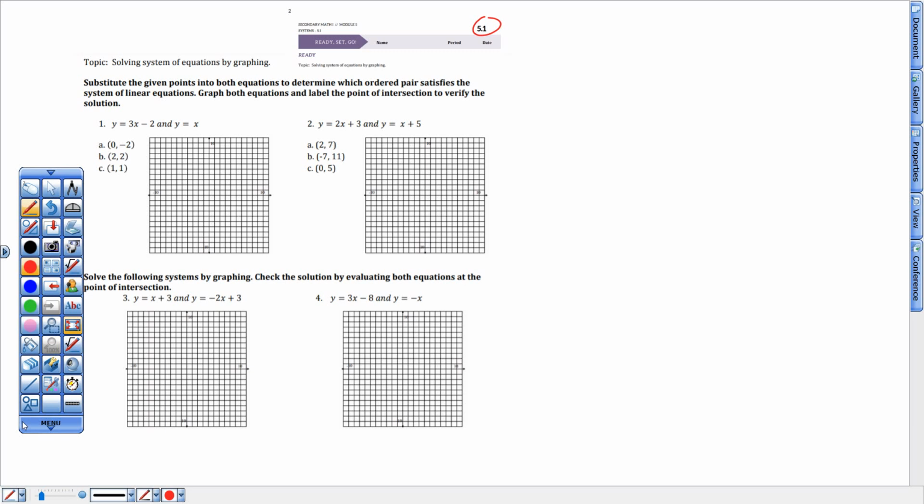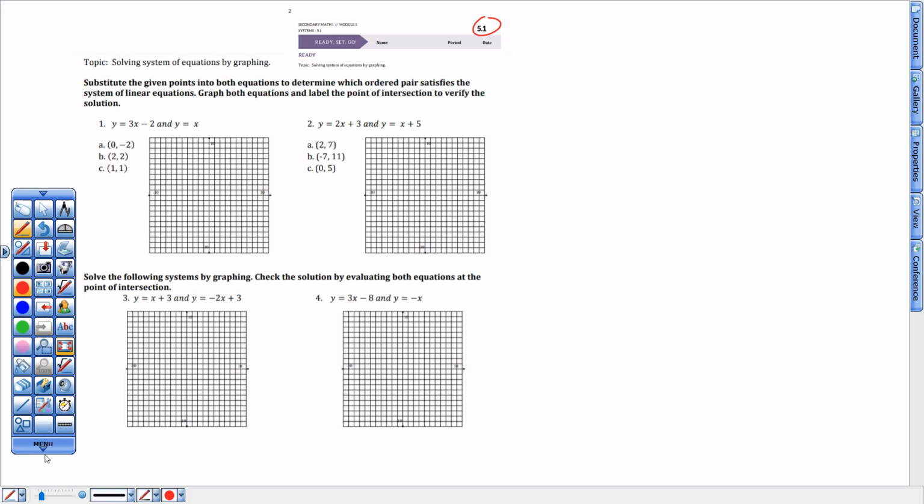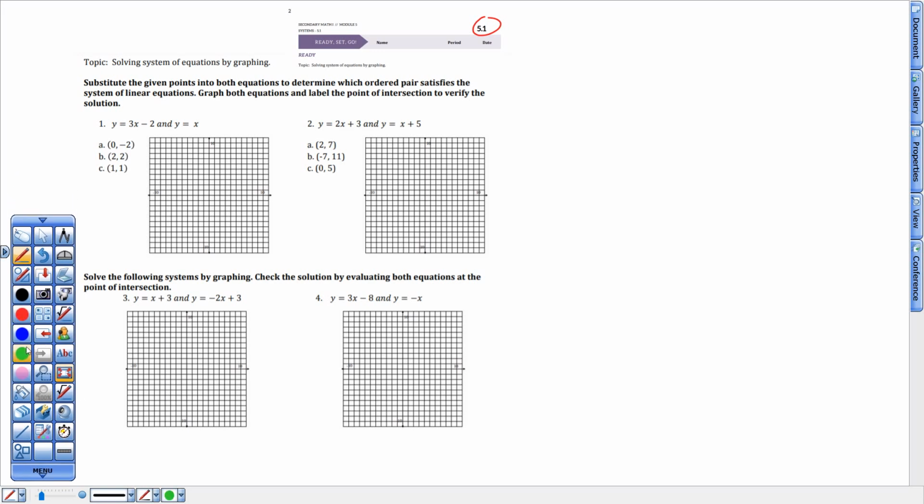All right, so here we go. It says substitute given point and determine which pair satisfies, and then graph the equations, label point of intersection. So here we go. They want you to plug them in and check them. So I'm plugging in this x right here, plugging in this y number right here, and then doing that for the other ones, y and x in here. I'm going to find out which point satisfies both, and then I'm going to graph them both to show where they intersect.